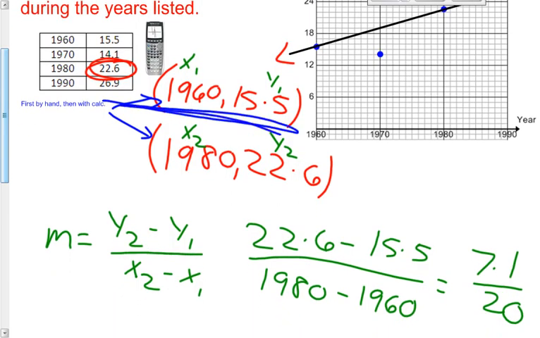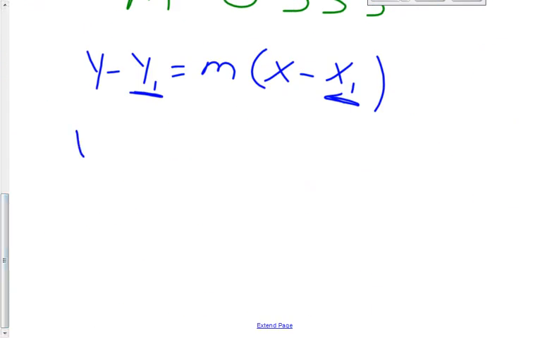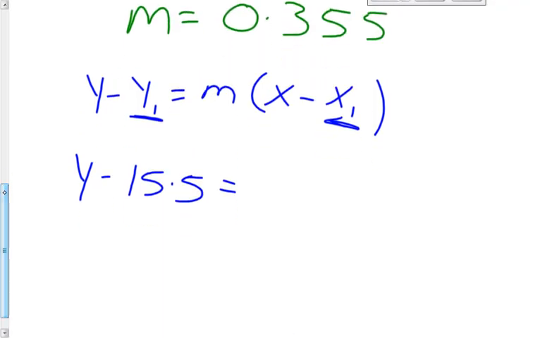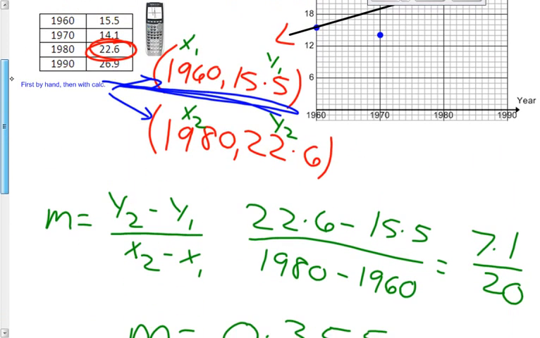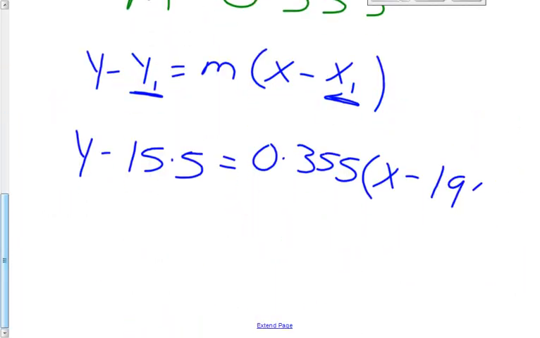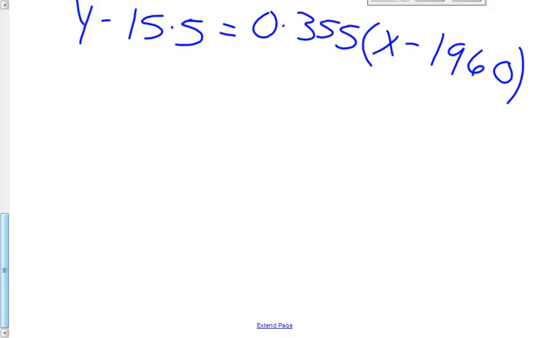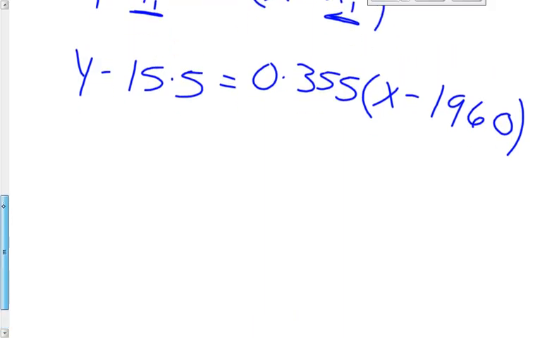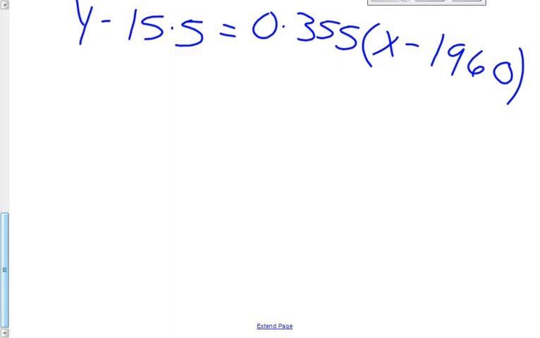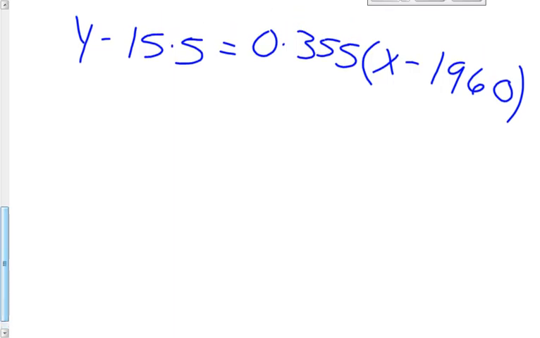So I'm going to use this point, 1960 and 15.5. So y minus the y coordinate, which was 15.5, equals our slope, which is 0.355, times the quantity x minus the x coordinate, which was the year 1960. All right, on all these real world type problems, I want your answers in y equals mx plus b form, that slope intercept form. That's the one that is probably the most beneficial to us. So let's distribute that 0.355.